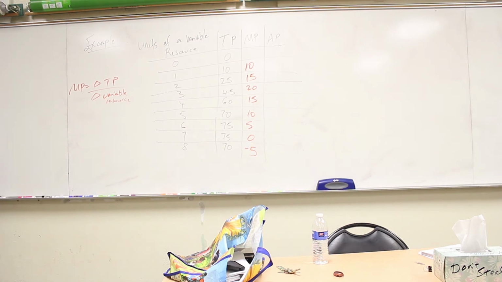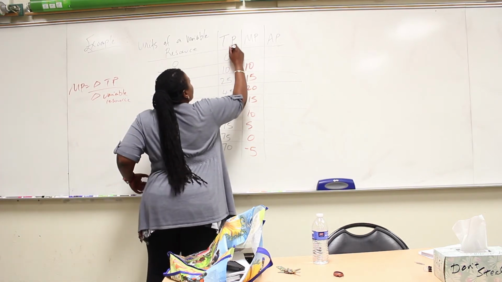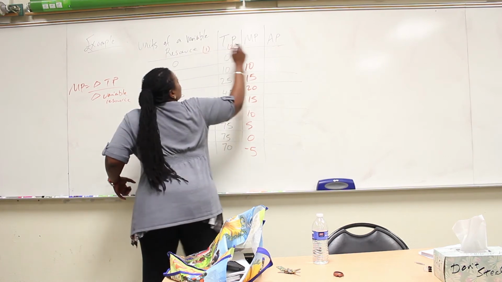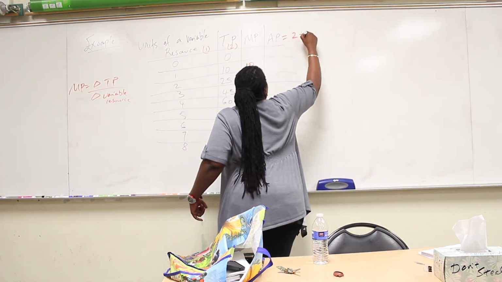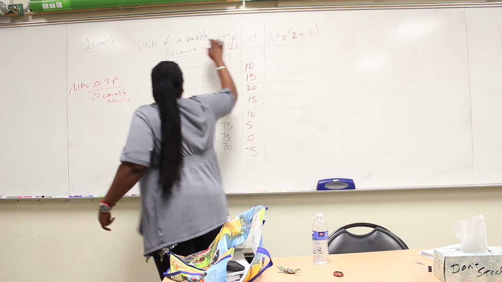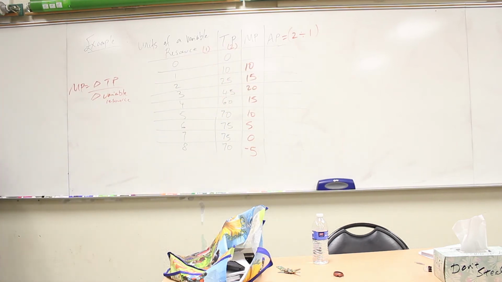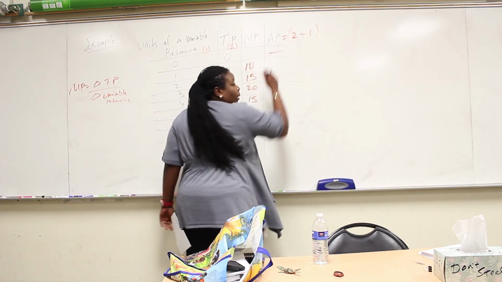Okay? How do we calculate average product? What was the formula we had there? TP divided by number of units of variable. Take the total product and divide by the units of the variable resource. TP divided by the units of the variable resource. So we hire 0 amount of people. What's the average product? 0. Remember, you can't divide by 0.